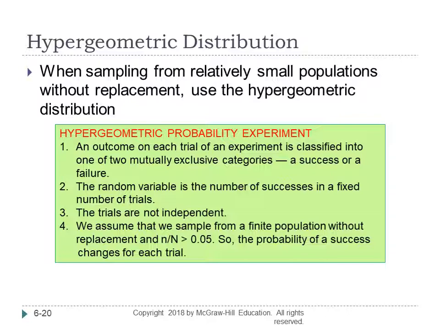Because that's the main difference, that you are sampling without replacement. The trials are not independent. The probability of success changes for each trial. Let's look at an example of the hypergeometric distribution.